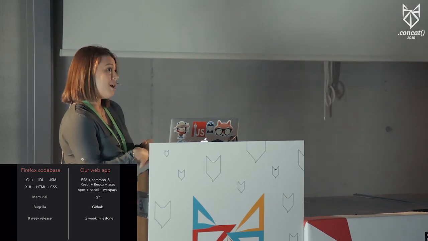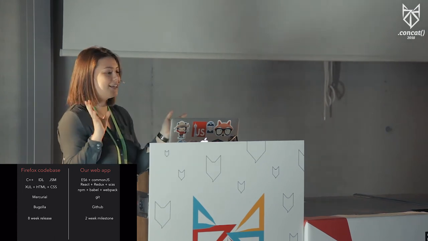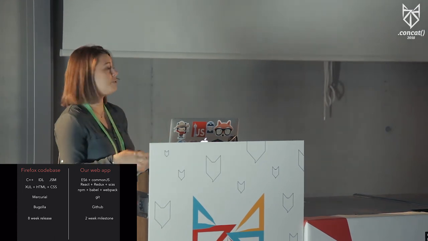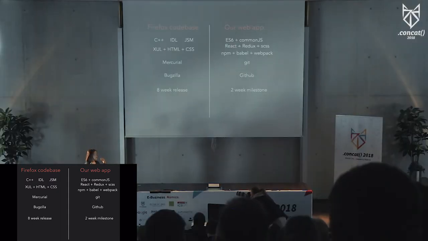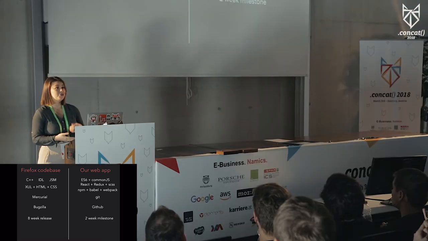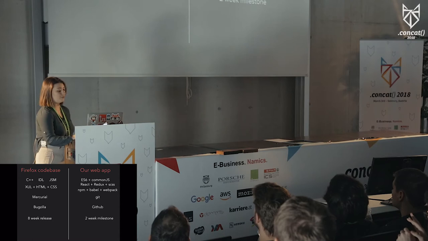And what we wanted to write was a fancy new web app that used all the new ES6 syntax, CommonJS. We wanted to use React and Redux and SCSS. We have NPM, we have Babel, we have Webpack. And we wanted to use Git and GitHub for all of our issue tracking. And we have 2-week milestones. So every 2 weeks, we're ready to ship something new, which obviously conflicts with the 8-week release cycle.